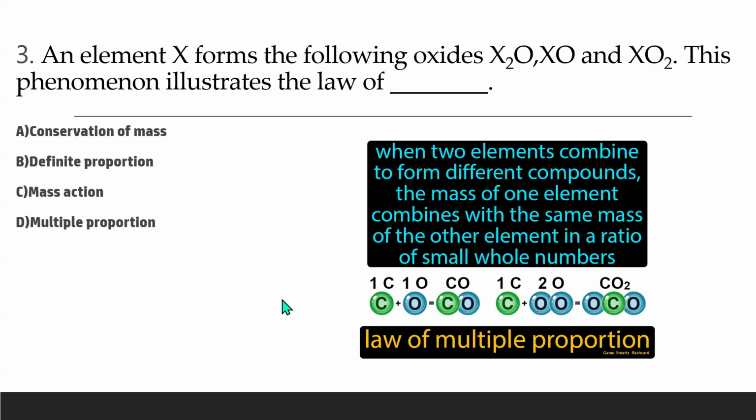So you see, this is an element, carbon, which forms more than 1 compound, but in a simple whole number ratio. Like for example, the ratio of carbon to oxygen here is 1:1 in the case of CO, and in the case of CO2, the ratio is 1:2. So when you have 2 elements that combine to form different compounds, you see the CO here and CO2 are not the same compound, but they have the same elements. So they combine in a simple whole number ratio to form different compounds. So that describes the law of multiple proportion. So the answer to this question is D.